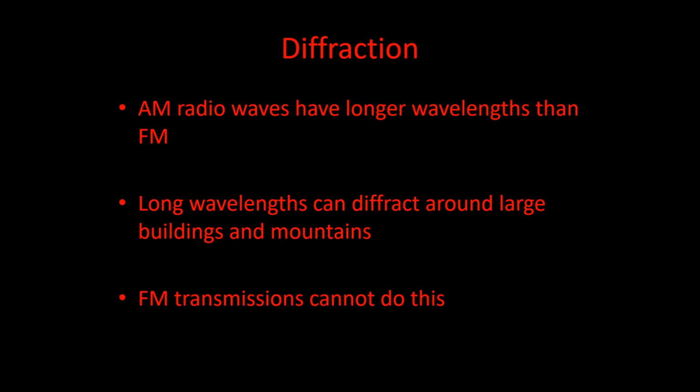So if you look at radio waves, AM radio waves have longer wavelengths than FM radio waves. Those long wavelengths actually end up diffracting around large buildings and mountains, which FM transmissions could not do. This is less of a problem now that people have moved to digital transmissions, but still very large masses such as mountains will block radio transmissions.